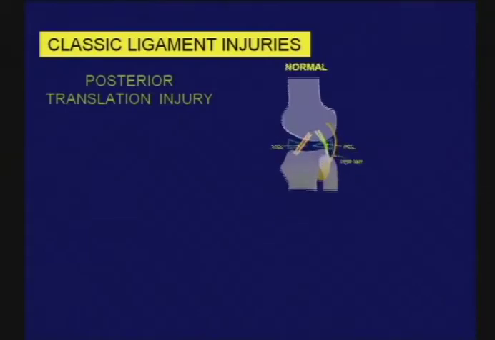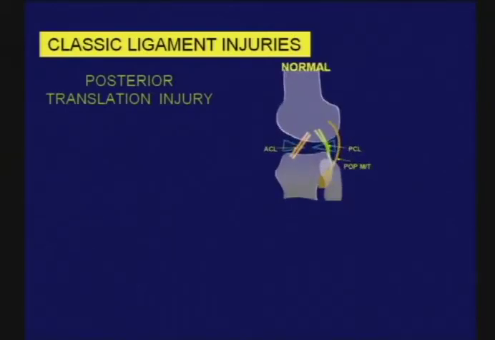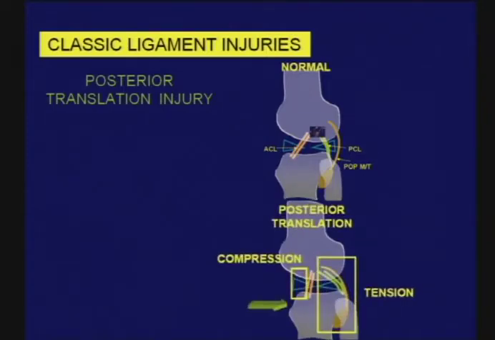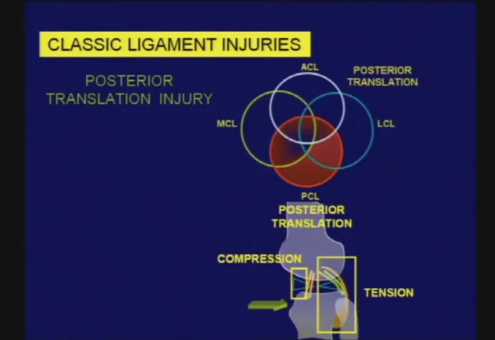The second of our 6 scenarios is posterior translation. We'll use this drawing of the normal lateral picture of the knee, and here's what happens with posterior translation. The tensile injury occurs mainly in the posterior 2/3 of the knee, the compressive injury in the anterior 1/3. The ligament typically that is torn is going to be the posterior cruciate ligament, next most likely lateral supporting structures, and then various combinations may be seen.